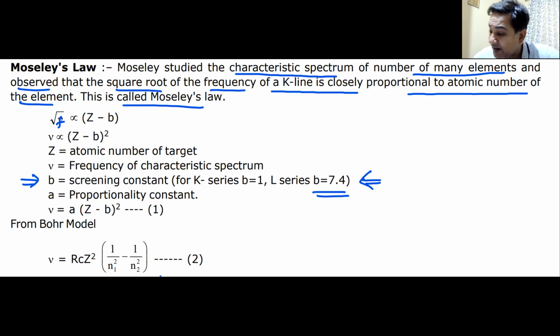What you have to understand is that frequency is proportional to (Z minus b) square. This is known as Moseley's law. If you remove this proportionality sign, A will come, where A is a proportionality constant. Do we understand this? Yes, sir. That is how we started to arrange things in that way.